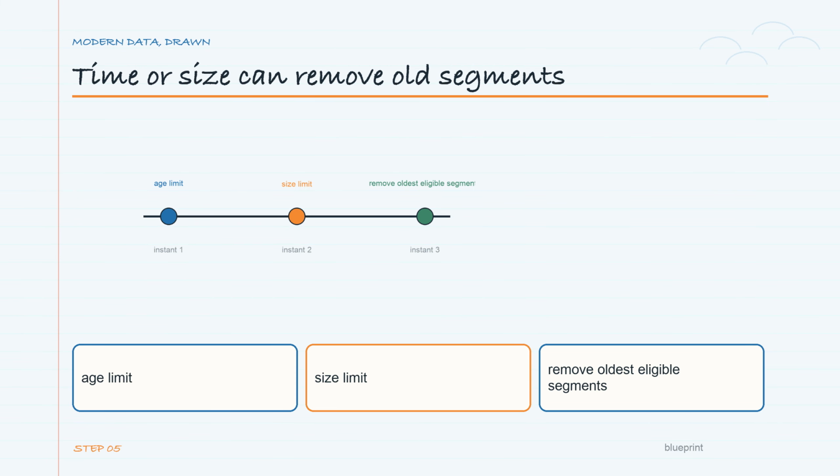A topic can retain data for a duration or within a size limit. Kafka can delete all closed segments when the policy says they are no longer required. Let us slow that down and make it concrete. Read the drawing from one idea to the next. Age limit, then size limit, then remove all eligible segments.